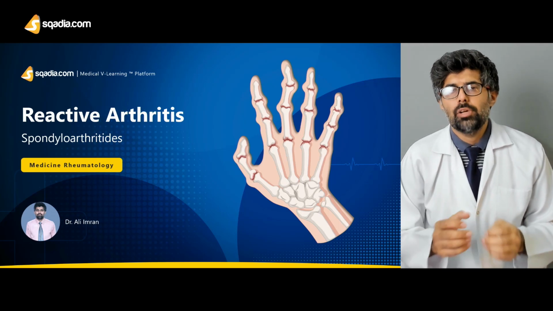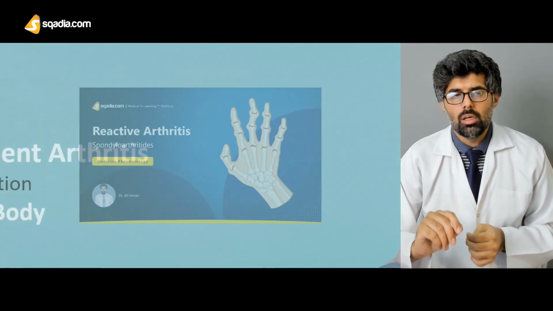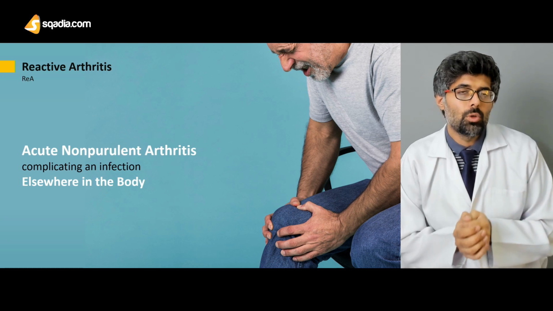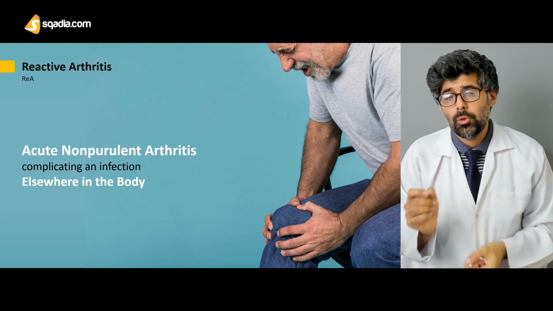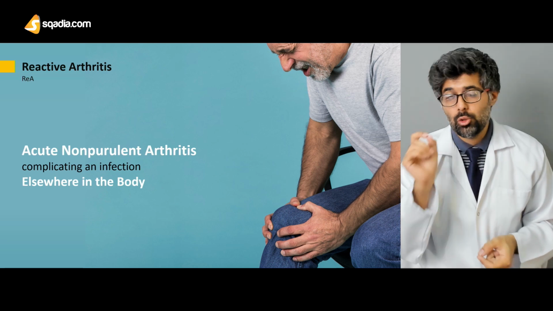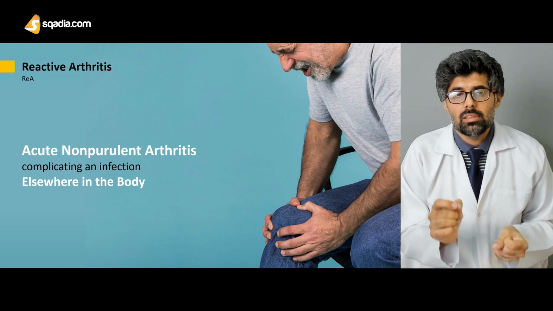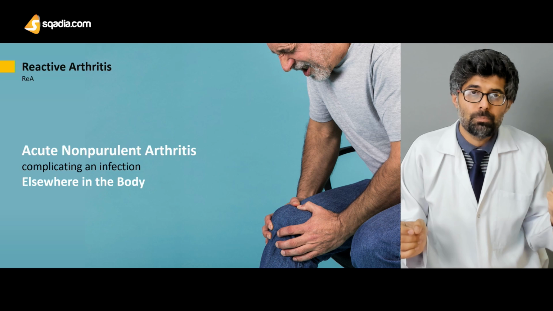Let's talk about reactive arthritis. Now, reactive arthritis, usually denoted by the word ReA, is an acute non-purulent arthritis. Now, the word non-purulent is important, which complicates an infection which is found elsewhere in the body.